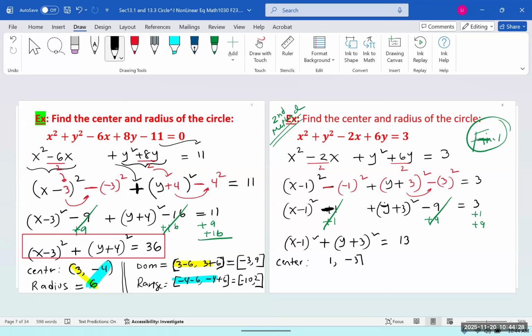1, negative 3. Center is a point, so since it's a point, it's parentheses. But domain and range is bracket. How much is the radius? Square root of 13.